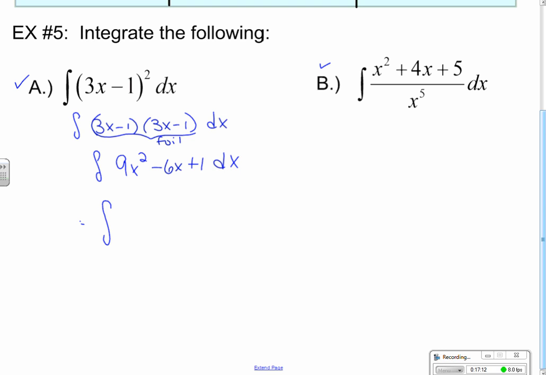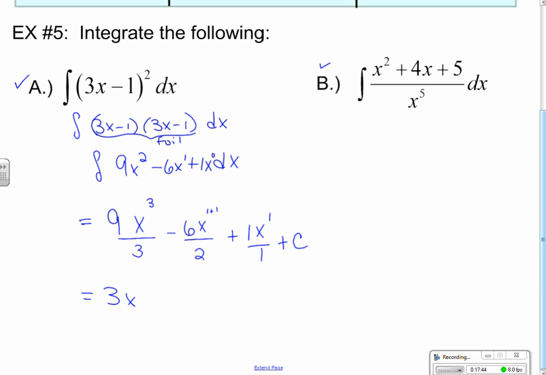I'm actually integrating, so I don't need the integral symbol. 9x to the add a power, divide by the new power. Minus 6x, it was a power of 1, so we're going to pick up a new power and then divide by that 2. We had the 1, x to the 0 is what's really showing there, add a power to it, divide by the new power, plus c. Simplify: 3x cubed minus 3x squared plus x plus c.